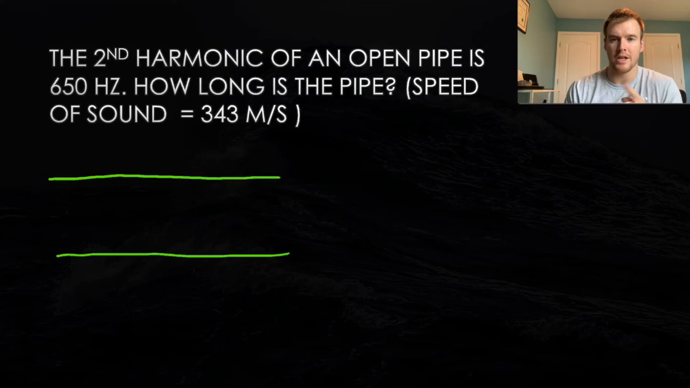Just do one other example here, kind of going the other way, where it tells you the frequency to find the length of the pipe. So this one says the second harmonic of an open pipe is 650 hertz. How long is the pipe? Speed of sound, again, 343.